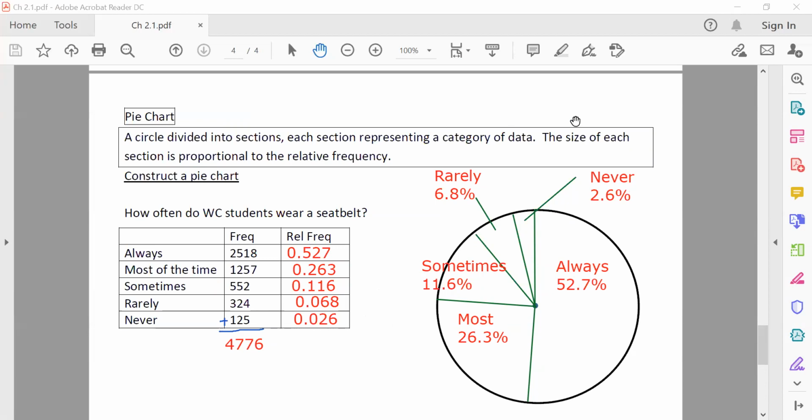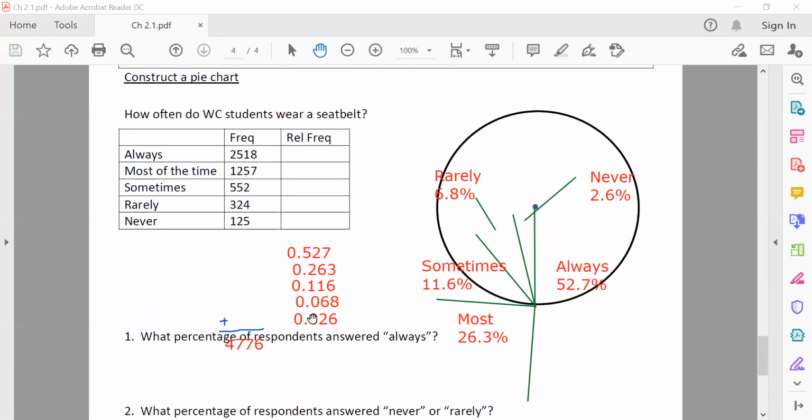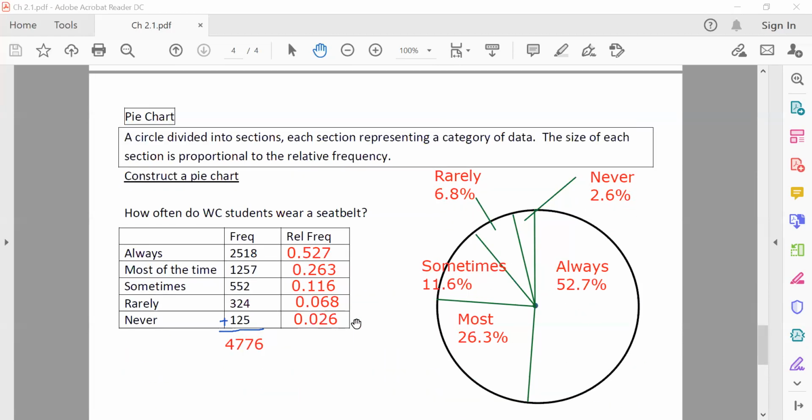Now, it looks like that's what we're doing here, and it is partially what we're doing. But look at this. How often do WC students wear a seatbelt? But then the problem is asking of all college students, and this is nationwide because the CDC is releasing this information. So because the question is trying to apply our information that we found here, 52.7% said always, to the entire US population, this is actually an inferential statement. We took only a sample of the population, which is just Weatherford College students. We took just a sample of it, and we're trying to say that this is true for the entire population. And that may not be the case.